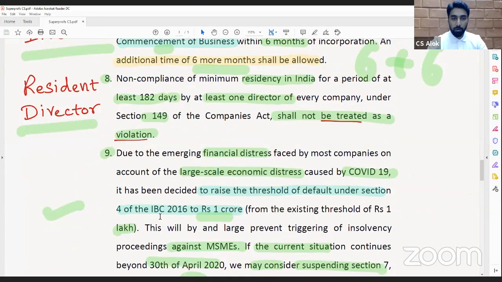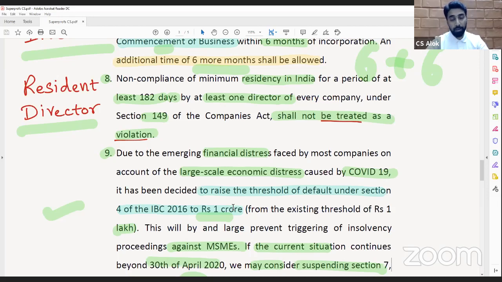Next, we talk about the emerging financial distress and IBC. So not only the Companies Act, we even have IBC. It has been decided to raise the threshold of default under section 4 of IBC to 1 crore. So now it is 1 lakh. For 1 lakh also, you have to go to these IBC related provisions, go to NCLT. It will become too many cases, correct?